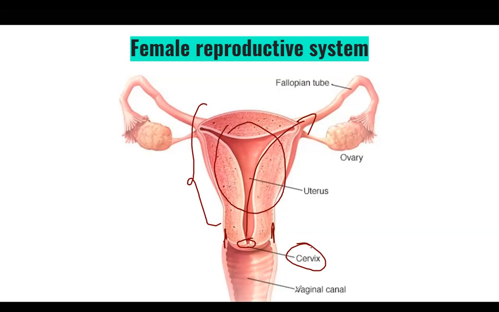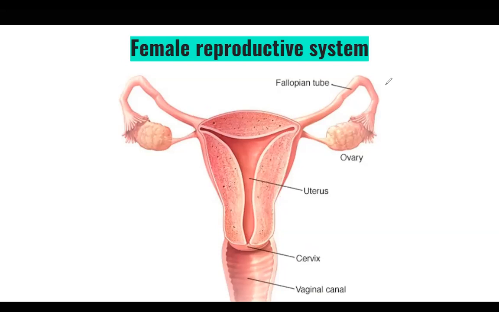And the last part of the female reproductive system is the vagina. The vagina is a muscular tube into which the penis releases sperm cells. And it is where the baby passes down at childbirth.